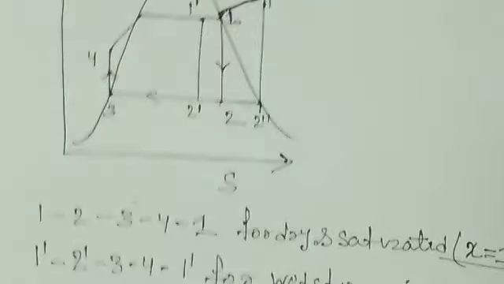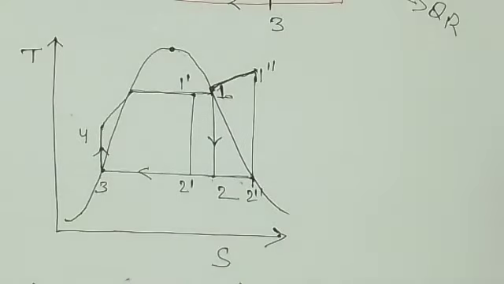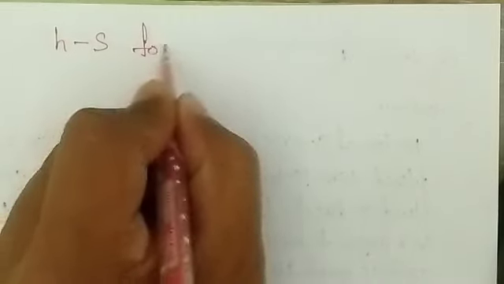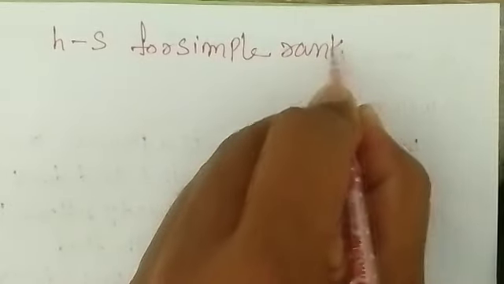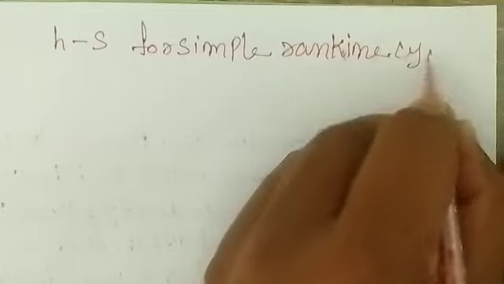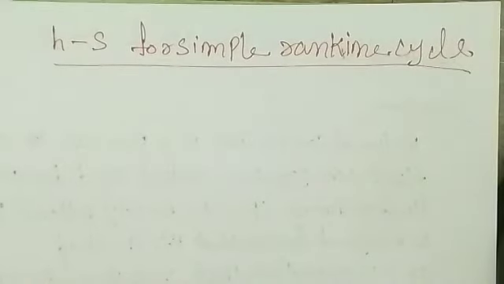So this is what we have seen, the temperature versus entropy diagram for the simple Rankine cycle. Now we will see the enthalpy and entropy diagram, and then later on we'll discuss the processes. First of all we will draw the HS diagram, that is the enthalpy versus entropy diagram for the simple Rankine cycle, right? All right, so we will do that.